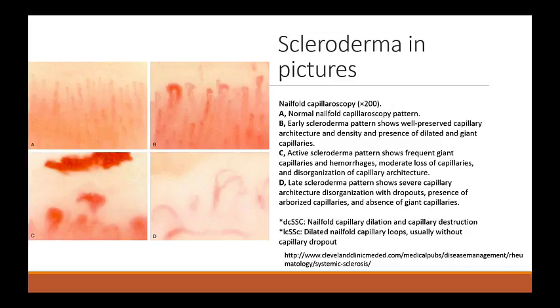Also, capillaroscopy is used in assisting with diagnosis of scleroderma. This is basically a normal architecture here. And you see that the capillaries start to dilate as you go along the spectrum of disease. You start getting hemorrhage and you start losing the architecture. And here, your architecture is completely gone in the later form of scleroderma as the disease progresses.